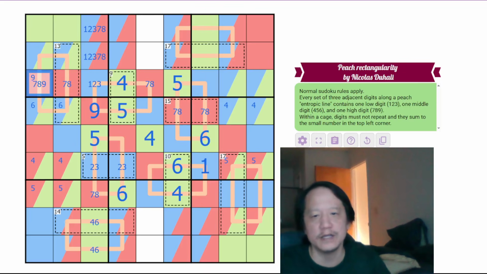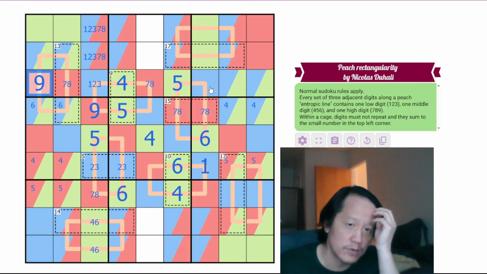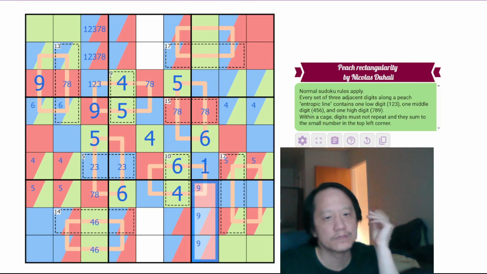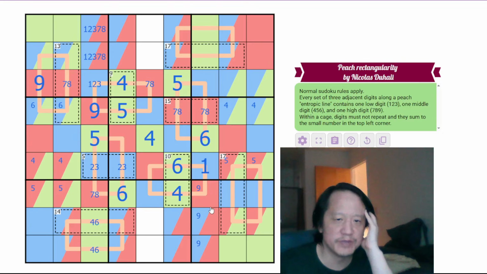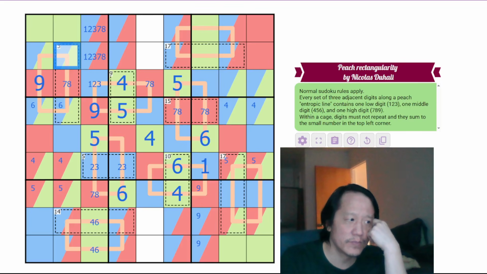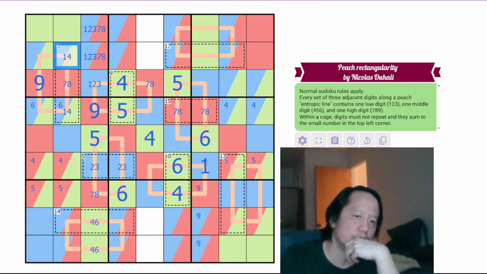Where is the 9 in box 1? It must be there. One of these two is a 9. This being a high, and this also being a high. Again, so what could the possibilities here be? 1, 4, 8. Or 1, 5, or 2, 4, 7. This can't be 5 because of 5 in the box.